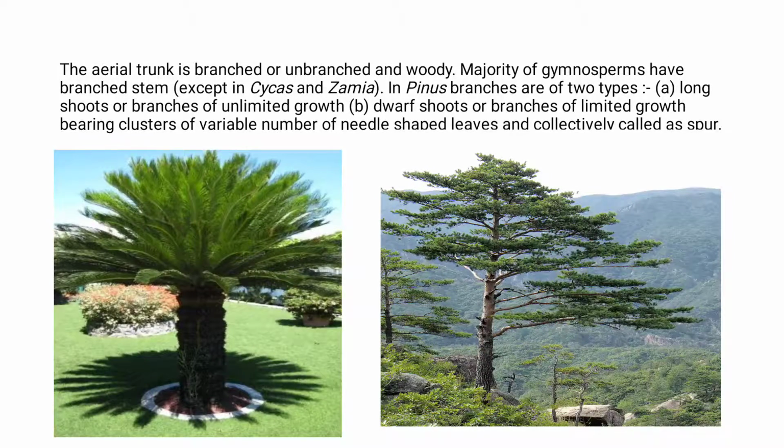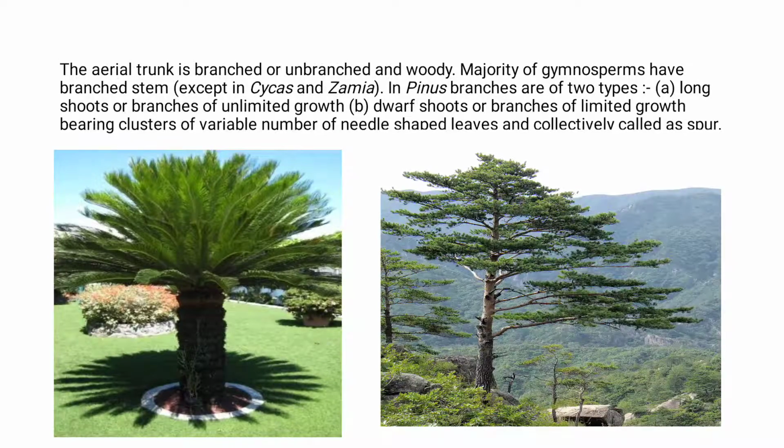Next, we will move on to the morphology of stem, or the morphology of shoot, in gymnosperms. Normally, the stem in gymnosperms is aerial. Aerial means it is above the ground, above the surface of the earth. The shoot will be developed above the surface of the earth.